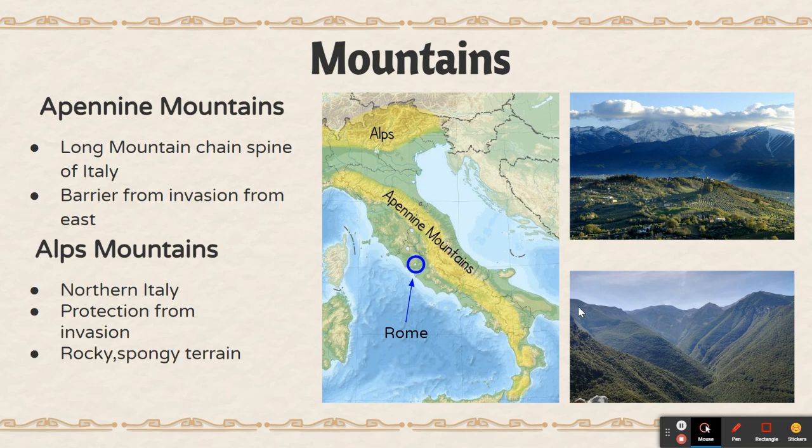The nice thing about these mountain ranges is, yes, they have some rocky terrain like you see up in this picture over here on the right, but in the lower right, they also have this really spongy, grassy terrain. So a little bit different than what we've seen before.